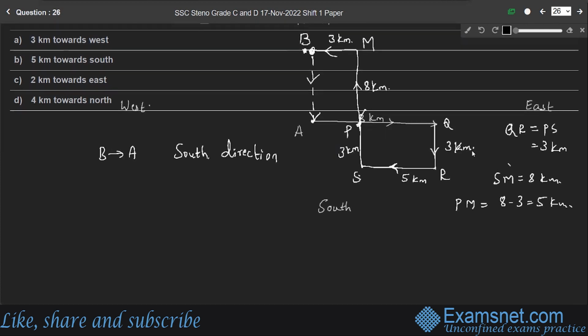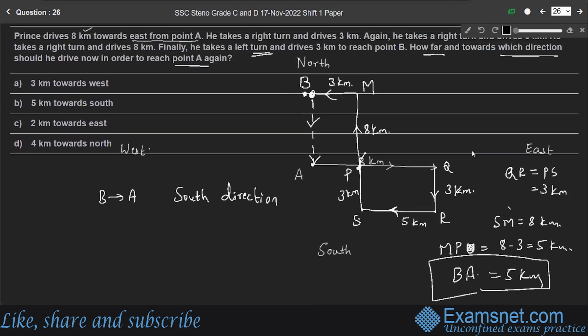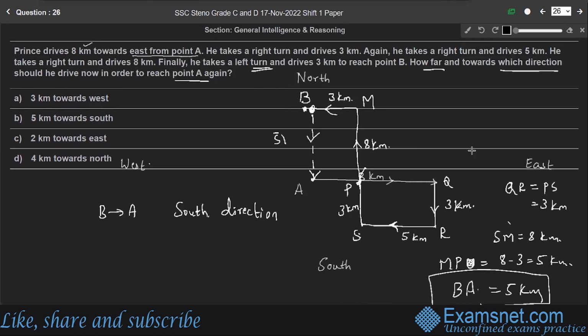So PM or MP, both are the same. You can take it as MP, which is equal to B to A distance, which is also 5 kilometer. Therefore, to reach point A, he has to travel 5 kilometer distance, towards the south direction. So among 4 options, 5 kilometer towards south would be the correct answer. Option B.